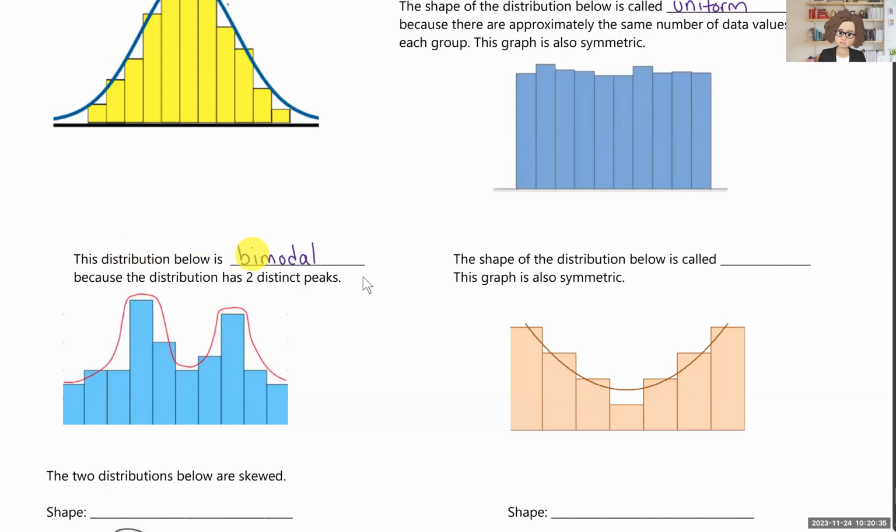All right, and now I've got another graph here that is also symmetric, but it is certainly not a bell shape. It is called a U-shaped distribution because it looks similar to the letter U. So U-shaped.